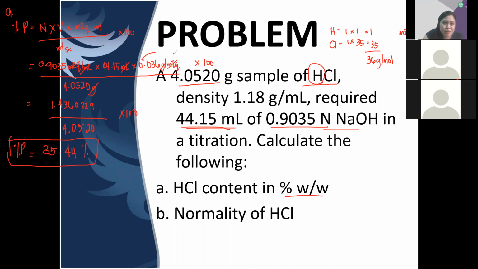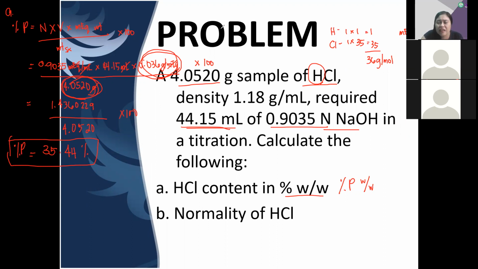Remember, this one is milliequivalent weight and this is weight also. That is why percent weight per weight was added there. Okay? But that is still percent purity. We can actually add weight per weight here. Again, the weight per weight there is referring to the used milliequivalent weight over the weight of the sample itself. So again, the correct answer is 35.44.